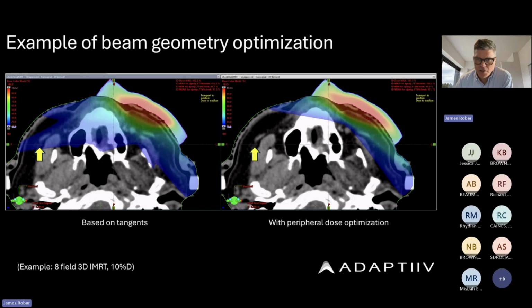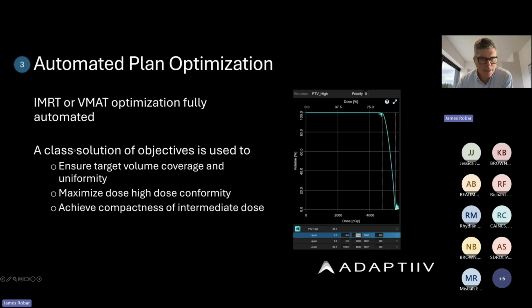And comparing those two techniques, we've looked at multiple sites and multiple target volume geometries, and you can really see the effect between a tangential approach and this peripheral dose optimization. So here I've turned on a fairly low isodose for this cheek indication to show the effect. If you look at this yellow arrow on the left and the same location on the right, you can really see a compactness at the low to intermediate dose level by employing that technique.